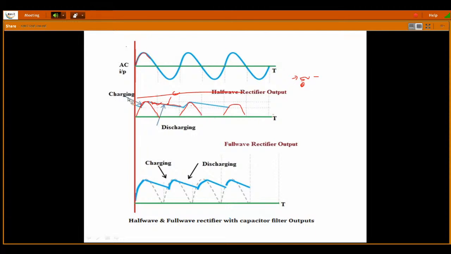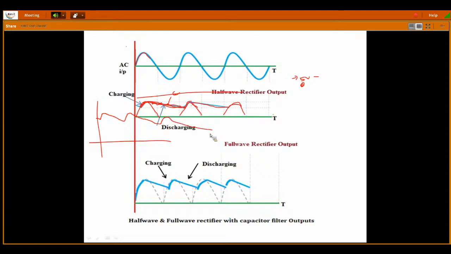Just what is happening now: this time it is going to be charged, and during the negative half of the cycle it is discharging, but it is not coming to zero, because the capacitor is charged up to the maximum value and then it is discharging up to this value. During the positive half cycle, once again the input voltage is more than this value, so the capacitor is going to be charged. Whenever the input voltage is falling, it slowly discharges like this. If I draw only the capacitor output, it is going to look like this. Now this is the output of the half wave rectifier with capacitance.